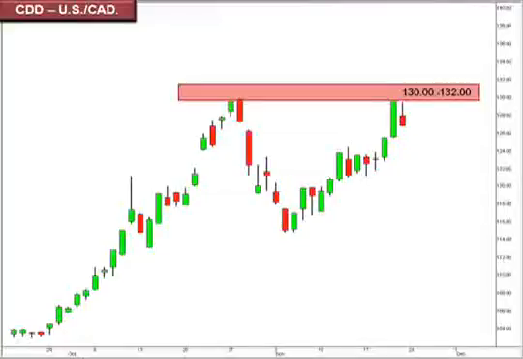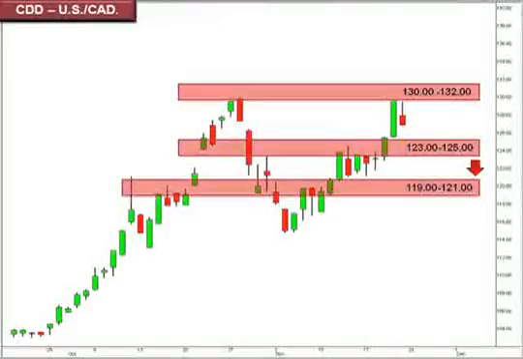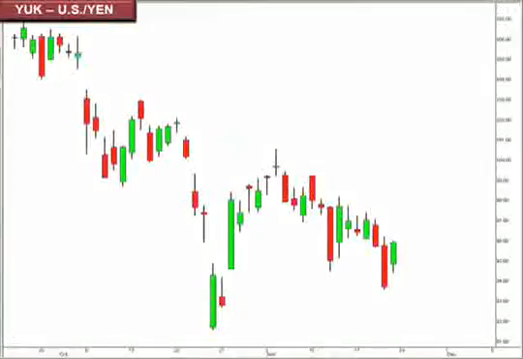With such a strong rejection, the window is now open for a test back into that 123 to 125 area. We have a lower support identified down at the 119 to 121 should that area not hold. Now, although we are cautious of the potential forming of a topping pattern, further strengthening of the US dollar against the Canadian will have us targeting the CDD pair value up into the 135 to 138 box.